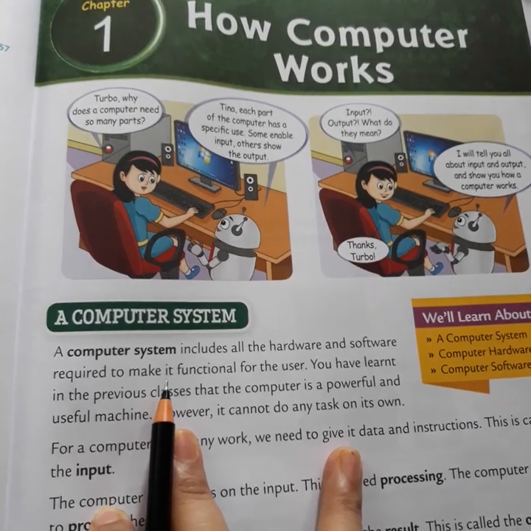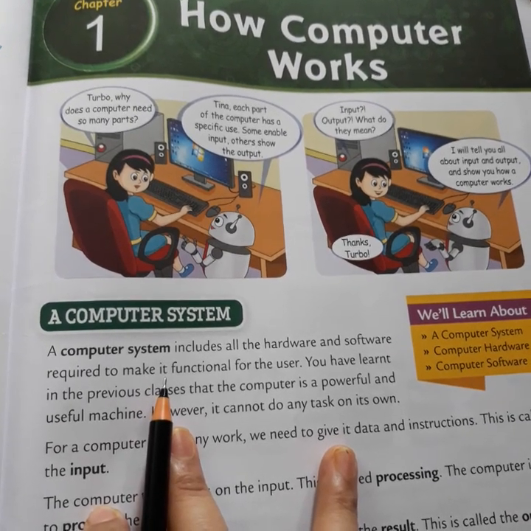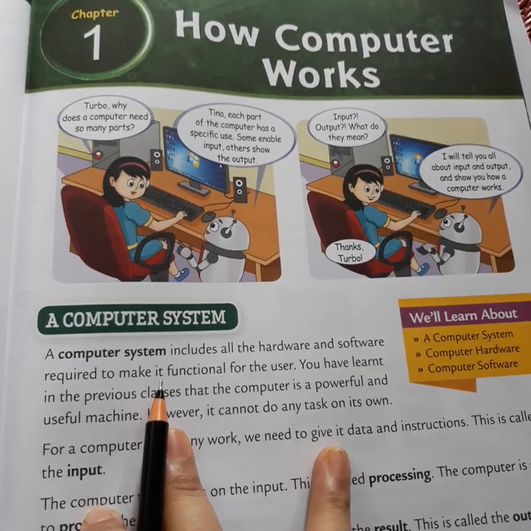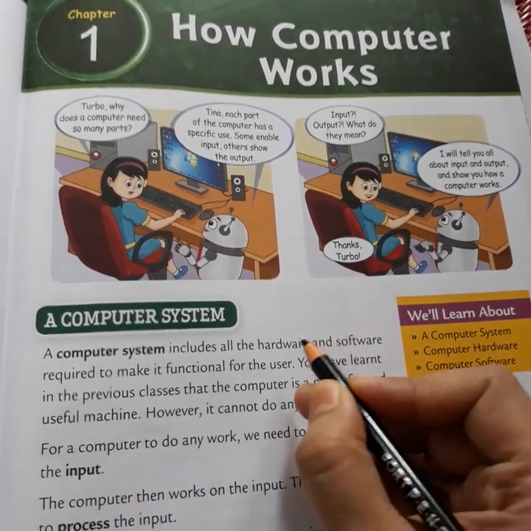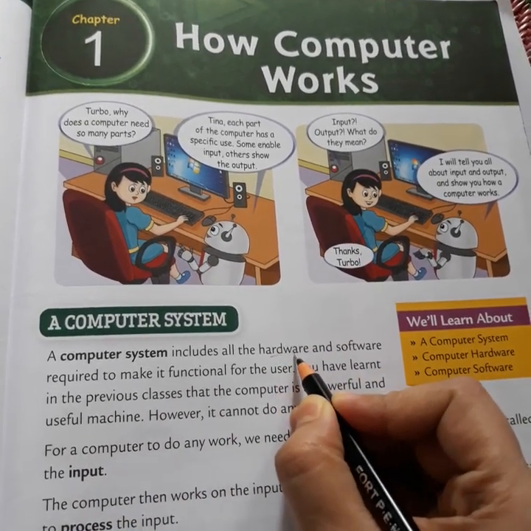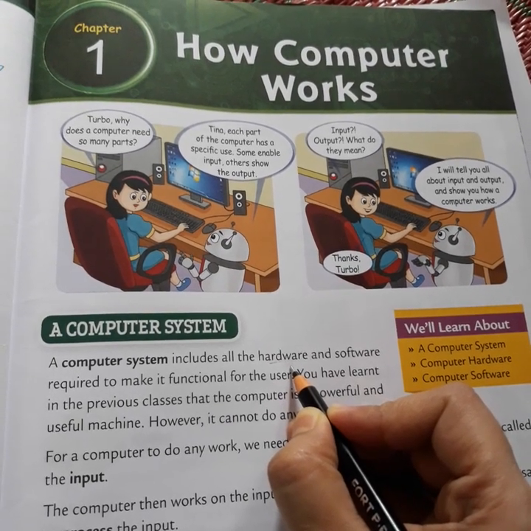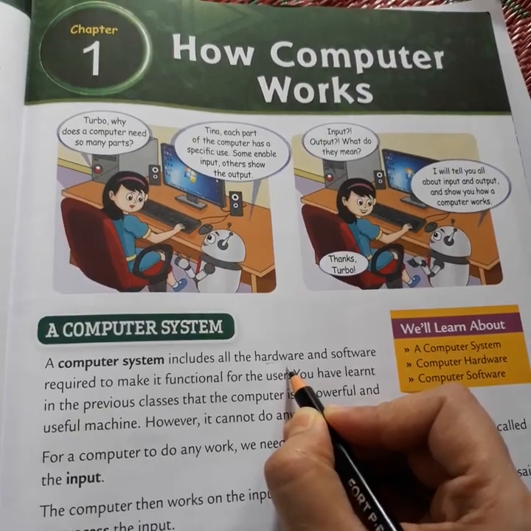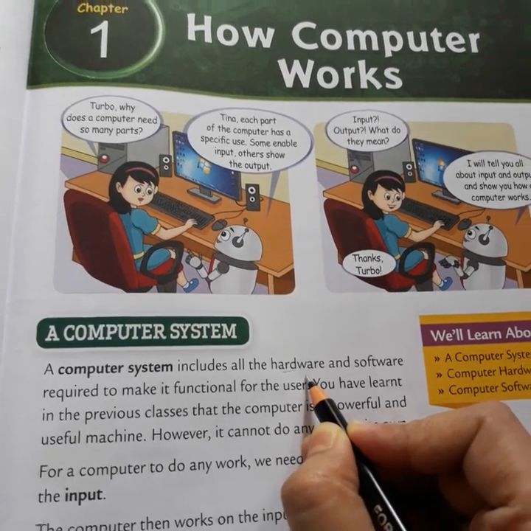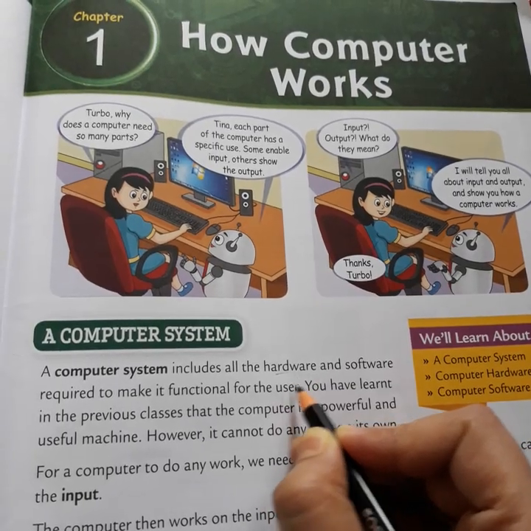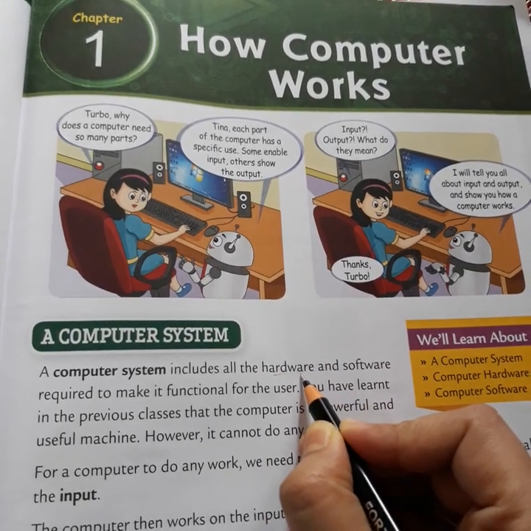So, how does a computer work? A computer system includes all the hardware and software. Now, what is the meaning of hardware? Hardware means all the physical parts that we can see. For example, keyboard, monitor, CPU, mouse, all these come under hardware, okay?